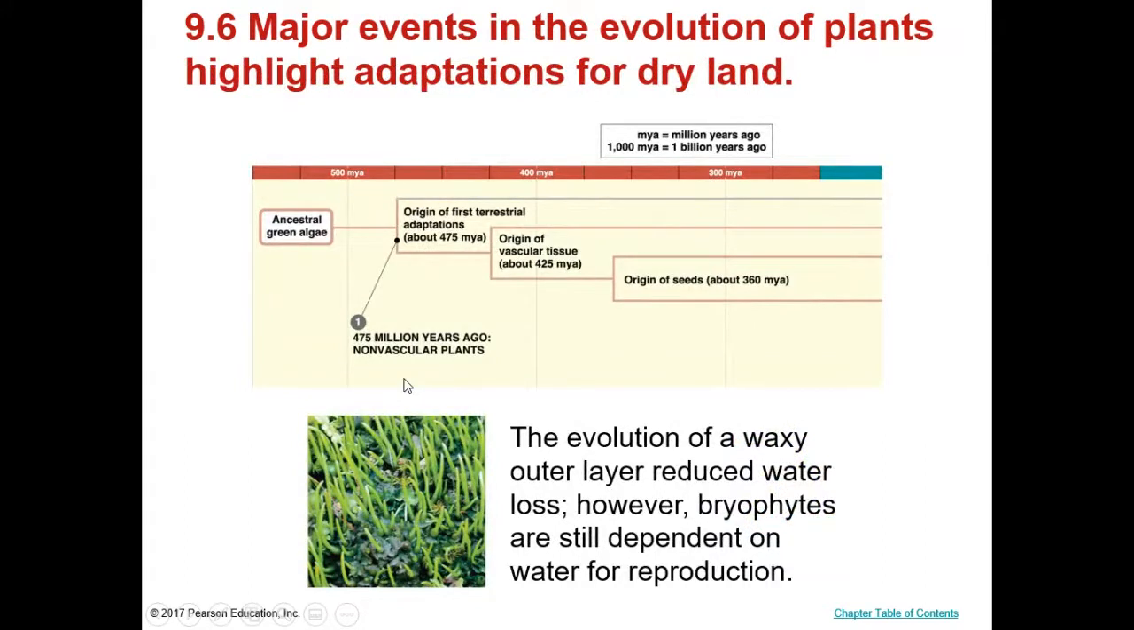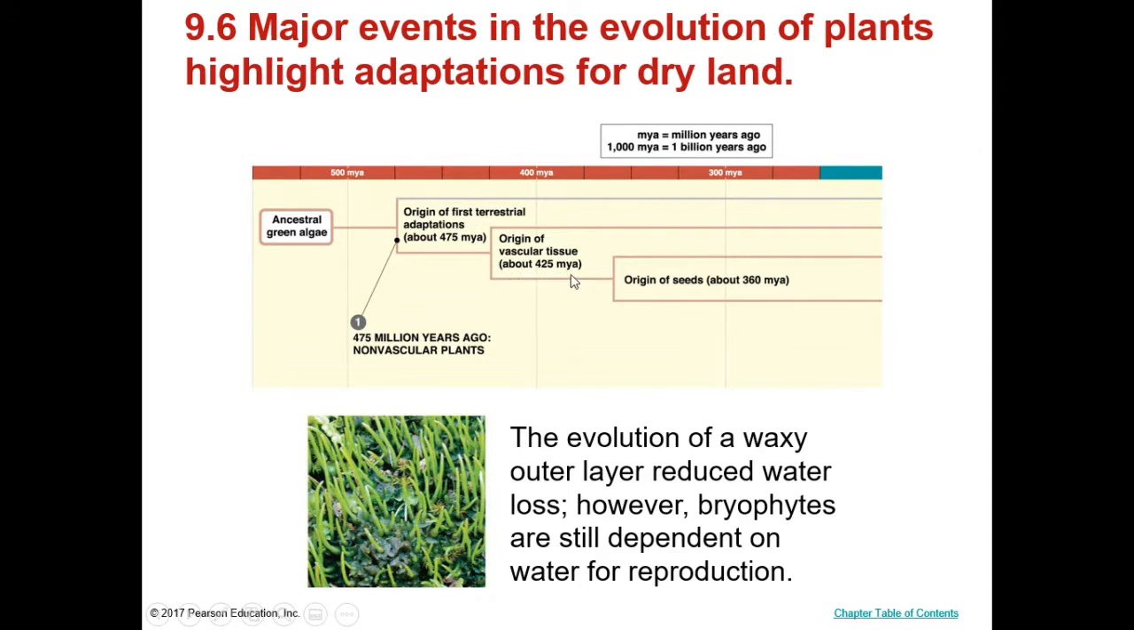A little bit about the evolution of plants. Plants, again, are about 500 million years old, if you will, evolutionarily speaking, right? They came from green algae, which are even older than plants. Okay, so about 475 million years ago was the origin of the first terrestrial plant adaptations, meaning plants that live on land. And then 425 million years ago, so that was 50 million years after the origin of the first terrestrial adaptations, vascular plants came about. It took 50 million years for them to evolve.